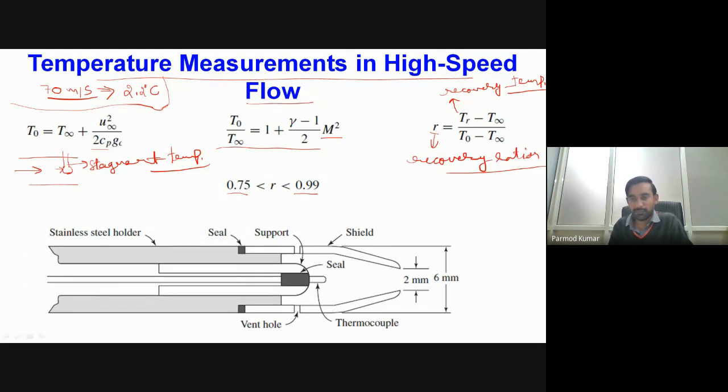What happens is that flow comes like this, and while the fluid is flowing, it becomes almost stagnant at this thermocouple location. We have a vent hole provided over here, and through this vent hole the fluid moves out. This additional arrangement helps in avoiding the radiation error. At the same point of time, it helps maintain the value of recovery factor constant for a wide range of flow Mach number.